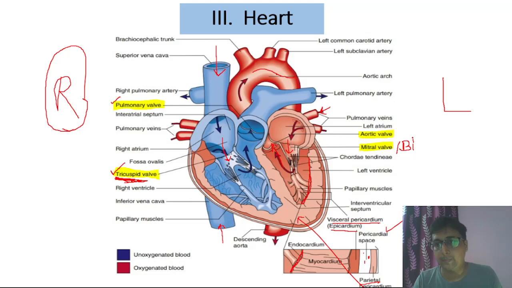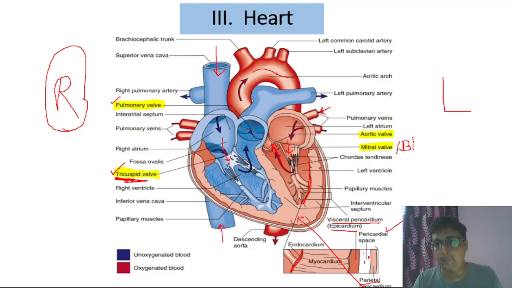So we have to remember, I am writing here, bicuspid. Bicuspid and mitral valve are present on the left side. It is present between the left atrium and left ventricle. So we remember these 2 valves, tricuspid and mitral valve.